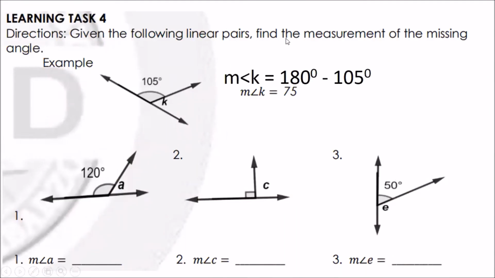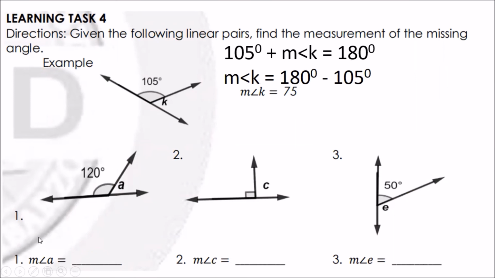Learning task 4. Given the following linear pairs, find the measurement of the missing angle. For example, this is a linear pair. That means the sum of the two angles is 180 degrees. So 105 degrees plus the measure of angle K is equal to 180 degrees, and the measure of angle K is equal to 180 minus 105. The difference between the two is 75.